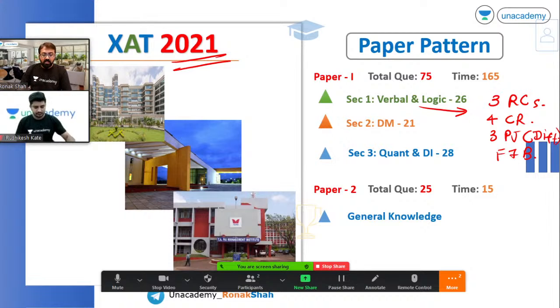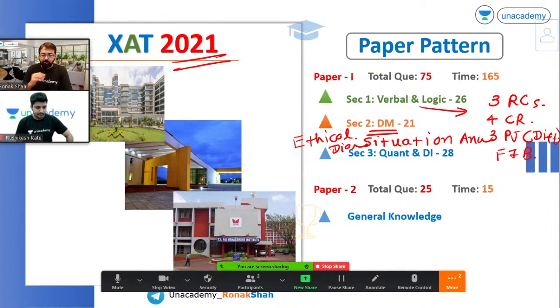Then decision making. There were no DI based decision making questions. As you know, decision making is a unique variety of question that is asked in XAT, and it can be an issue analysis, or it can be a data interpretation based question and so on. So this time all the questions were based on ethical dilemma and situation analysis. This DM was based on situation analysis, and they were ethical dilemma based questions.